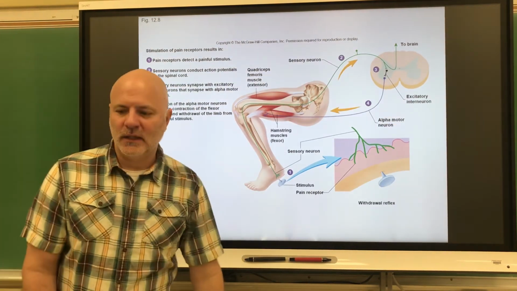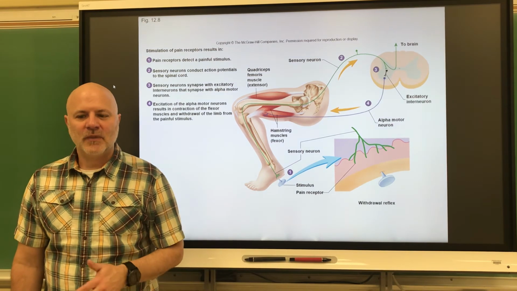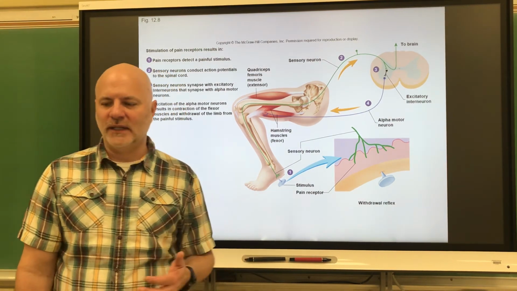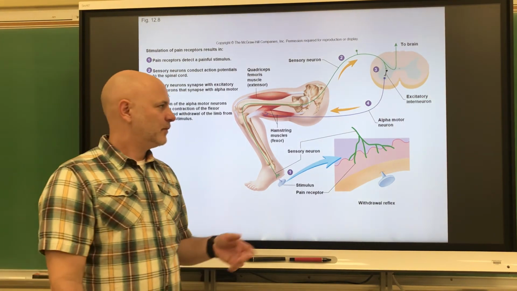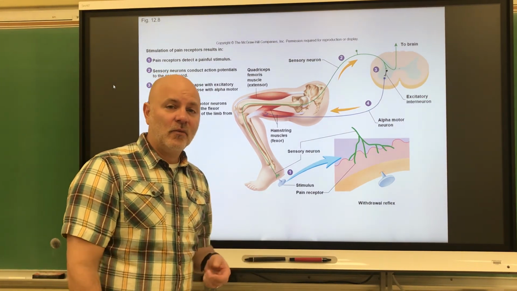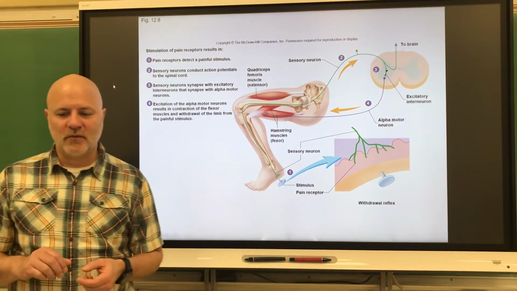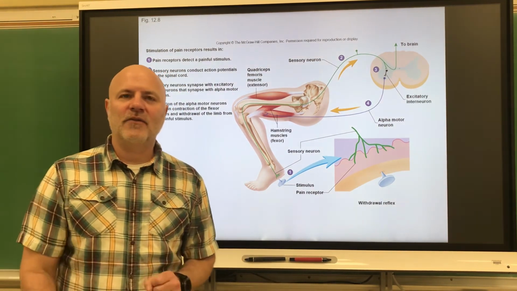Next one I mentioned a lot is the withdrawal reflex, and this is a quick contraction of the flexor muscle resulting in the withdrawal of a limb from an injurious stimulus. Okay, so you step on a tack, pull your limb off of it, touch something hot, jerk away from it. Those are both withdrawal reflexes. And that's going to help prevent further injury.